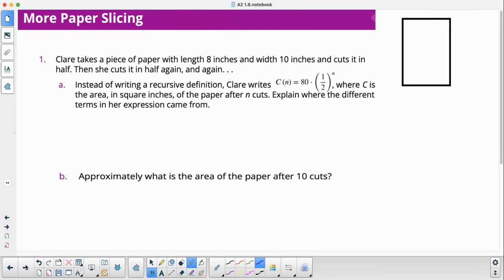Okay, so let's take a minute, pause the video, read this problem. All right, basically what's happening is Claire's taking a piece of paper that has a width of 8 inches. I got a little picture here and I'm gonna label it W equals 8. And a length of 8. I actually did that wrong. Let me erase that. Length equals 8. And the width is 10.